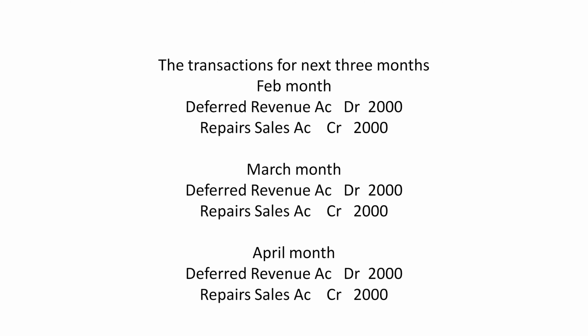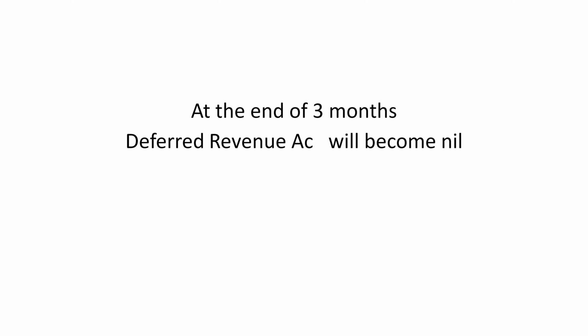The transactions for the next 3 months. In the month of February, we actually do maintenance services for the customer. So repair sales account credited by 2,000, deferred revenue debited by 2,000. Same entries repeat for March and April. So at the end of 3 months, which is February, March and April, the deferred revenue account will become nil.